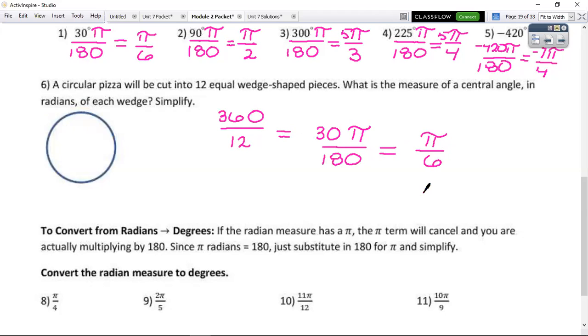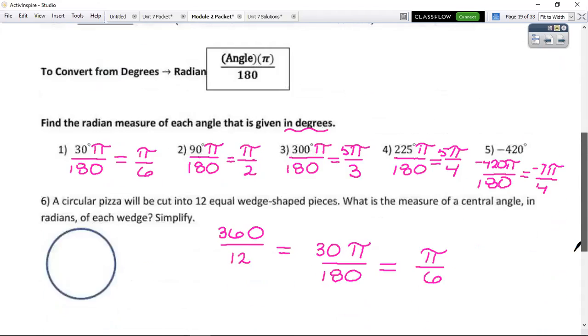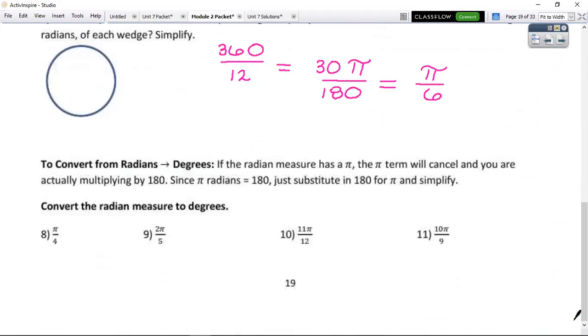All right, now we're going to convert and go the other direction. On your formula sheet, when you are in radians, you're going to use the category that says radians instead. I'm going to go down to the next section, because then you don't have to memorize these. You can just keep using your formula sheet.